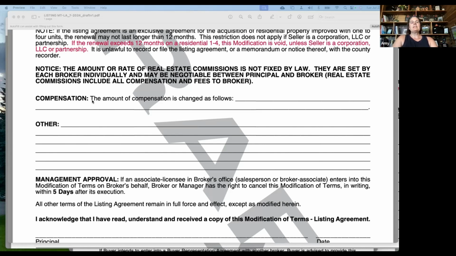But anyways, compensation here, the amount of compensation. So this would be if you wanted to adjust what was on the listing agreement, we would do it right here on this line.